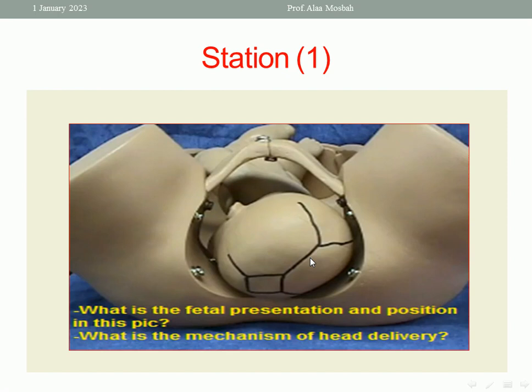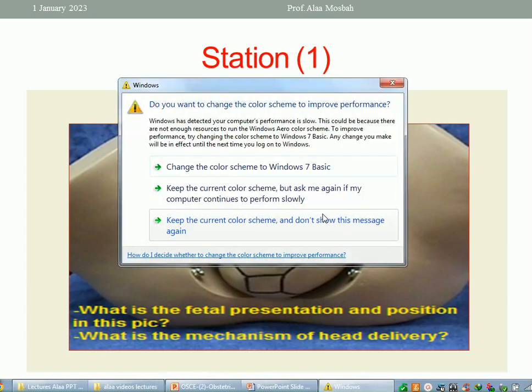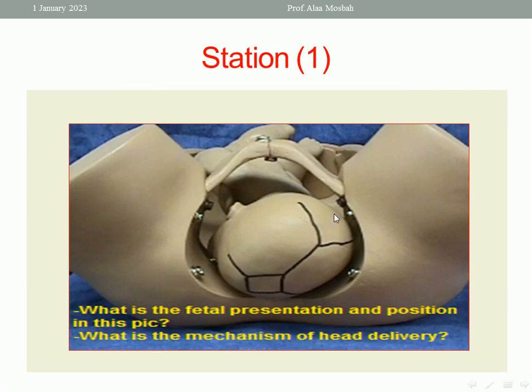What about the position? The denominator in vertex is the occiput. So where is the site of occiput? Directed to the left or to the right, anterior or posterior? Here the occiput is directed anterior and to the left. Usually or always the left side is the left side of the mother. So this occiput directed anterior and to the left, so it is left occipital anterior. So the right answer is vertex presentation, left occipital anterior.